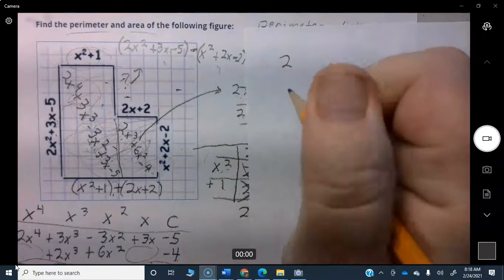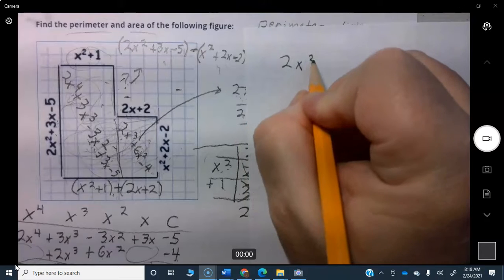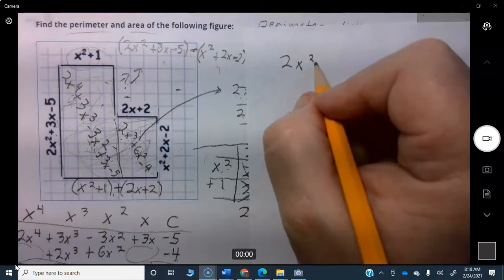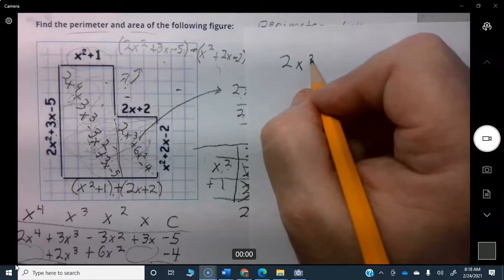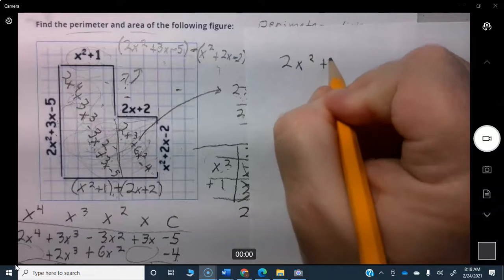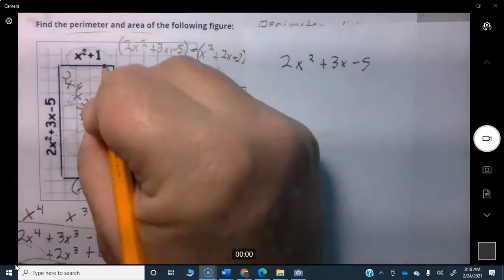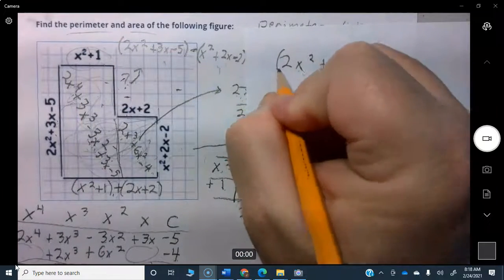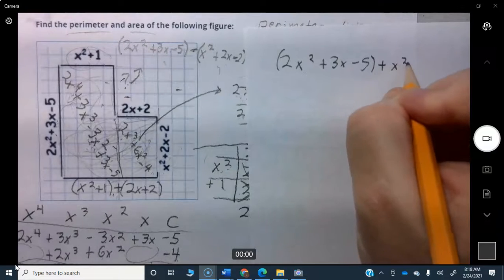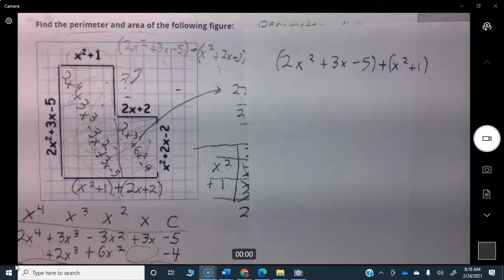2x squared, (2x squared plus 3x minus 5, so that's this. Then I have to add this. I'm going to put it in parentheses so I keep them separate. Plus x squared plus 1. Okay, and I'm about to go off the screen.